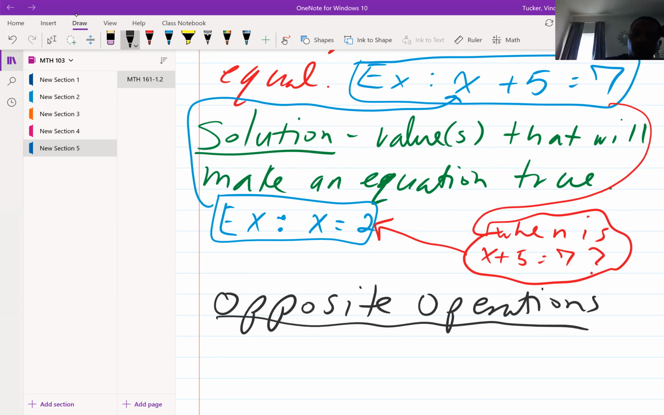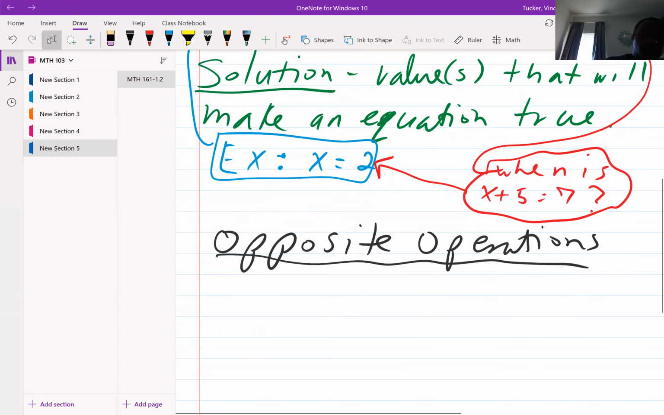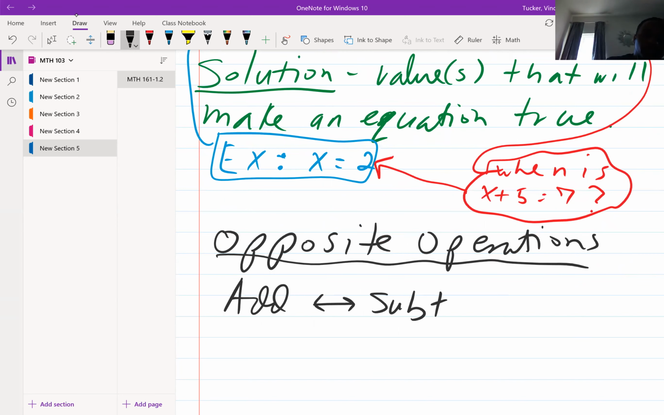We will solve by what I call opposite operations. They're the operations that undo what the other one does. So addition and subtraction are opposite of each other. In other words, they undo what the other one does. Multiplication and division are opposite of each other.